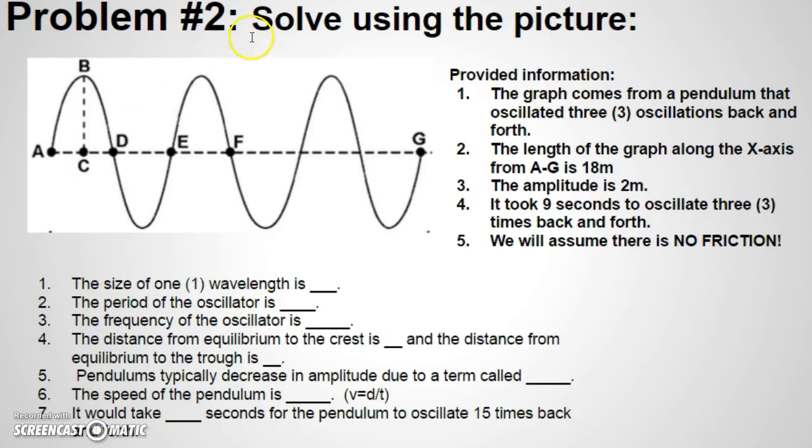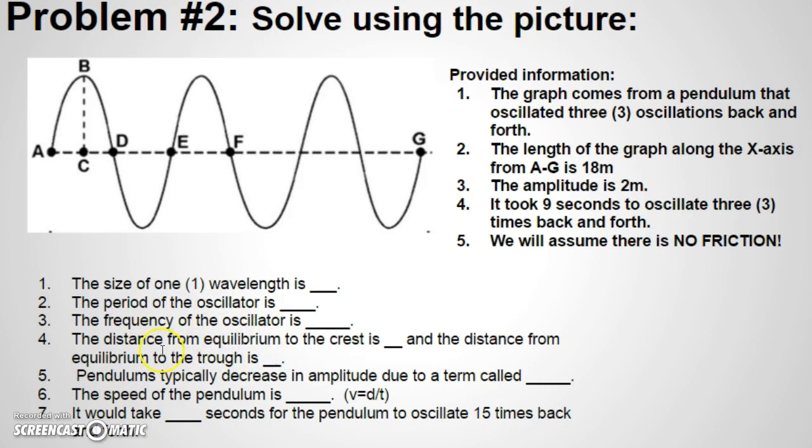So here's another problem you can work from. Solve using the picture and the provided information. The graph comes from a pendulum that oscillated 3 oscillations back and forth. Here's 1, A to E. Here's 2. Here's 3. The length of the graph along the x-axis from A to G is 18 meters. The amplitude is 2 meters. It took 9 seconds to oscillate 3 times back and forth, and we will assume there's no friction, so no damping took place. So what you're going to do is answer this.